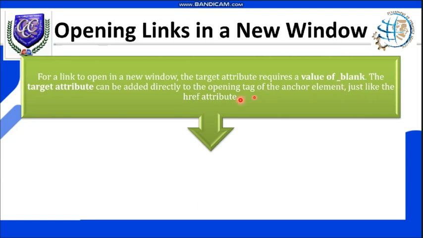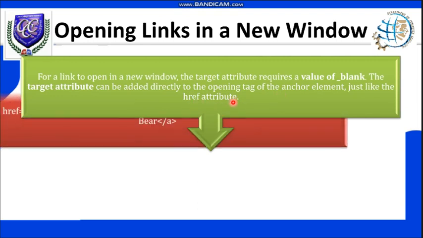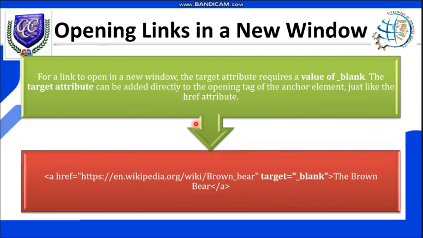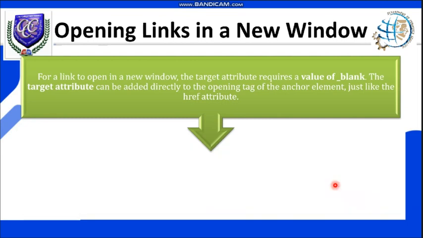The target attribute can be added directly to the opening tag of the anchor element, just like the href attribute. Yung kanina nating diniscuss, no? For example, dito, naglilink tayo ng the brown bear to this website from the wikipedia.org. So, kung gusto nyo na mag-open siya into another window, then, gagamit tayo ng target attribute equals to underscore blank. Okay? So, the brown bear, yung pinaka-text na mag-a-appear sa ating web page.